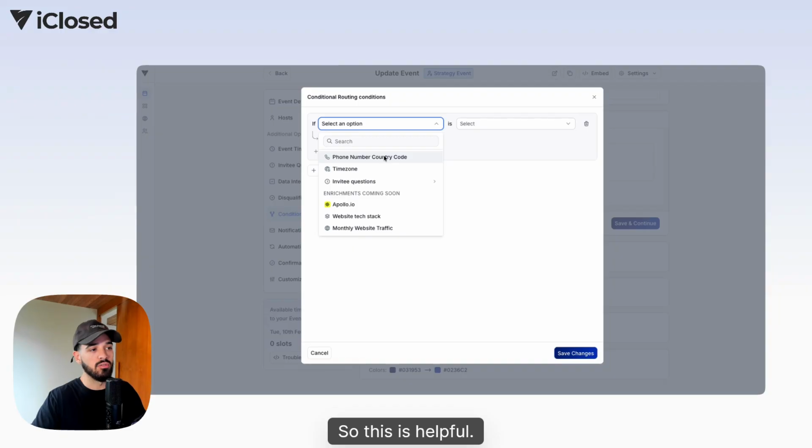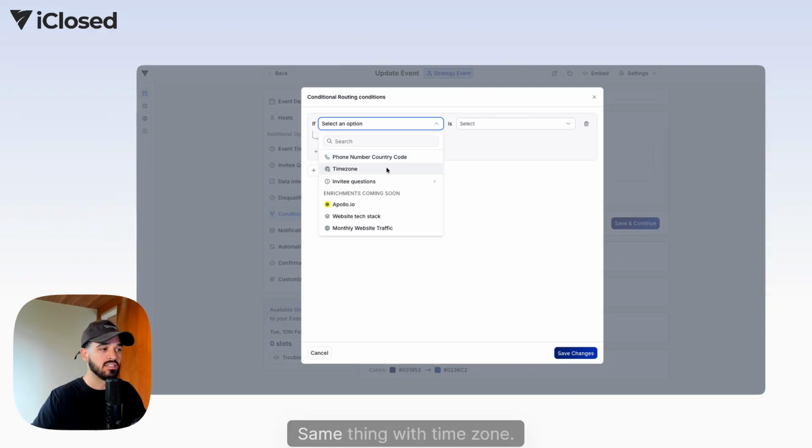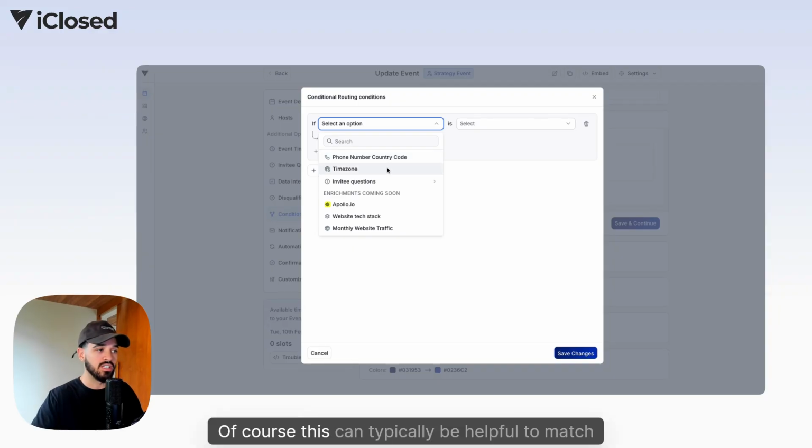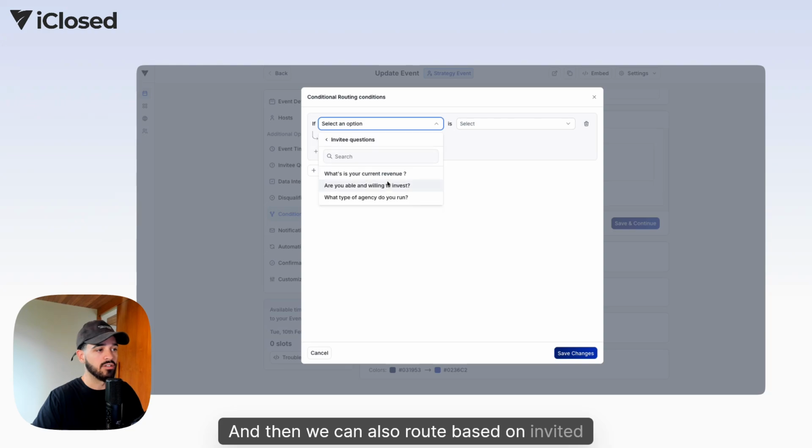So this is helpful. Like I said before, if you have closers in multiple countries or multiple languages, this is one way to ensure that you're matching leads with the right closer. Same thing with time zone. Of course, this can typically be helpful to match based on location, of course, and also language. And then we can also route based on invitee questions.